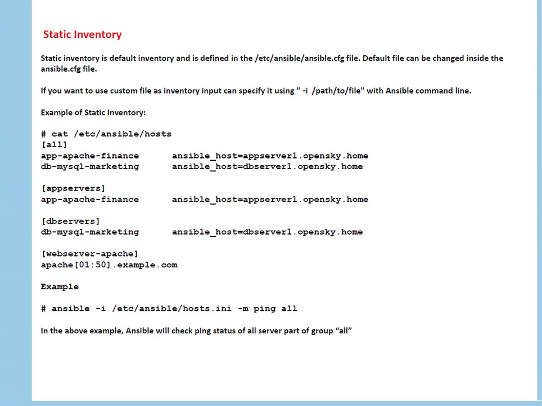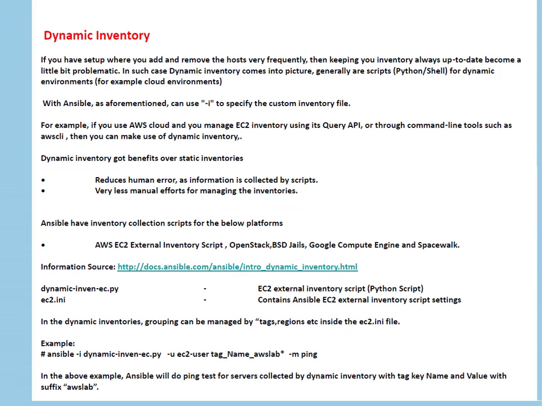This was static inventory. Let's have a look at dynamic inventory, then we will jump to the technical session. In dynamic inventory, friends, let's say you have a setup where you add and remove hosts very frequently. Then keeping your inventory file always up to date becomes a little bit problematic. For example, let's say you have a setup on Amazon Cloud, where you are building 100 new servers every day and decommissioning 100 servers. So what it means, friends, is that if you maintain this inventory file manually, that is going to take ages, right?